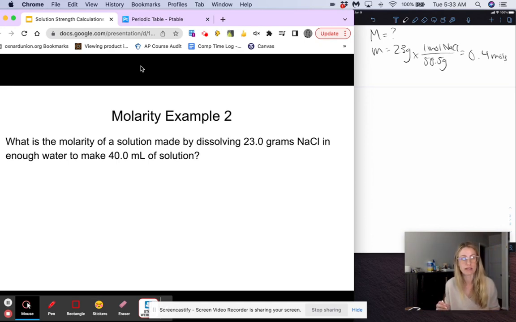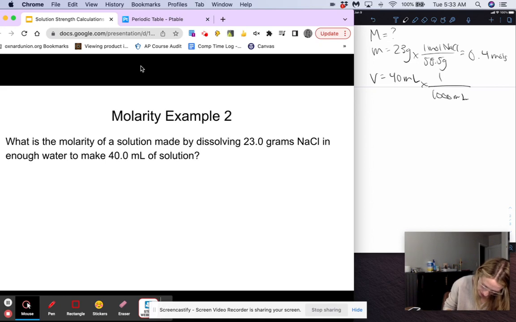And then it says 40 milliliters. Now, milliliters, you want to convert to liters in this case. We do not want milliliters in our equation. It is liters of solution. So 40 milliliters, we want to divide that by 1,000 because there are 1,000 milliliters in 1 liter. So what we end up getting is 0.04.